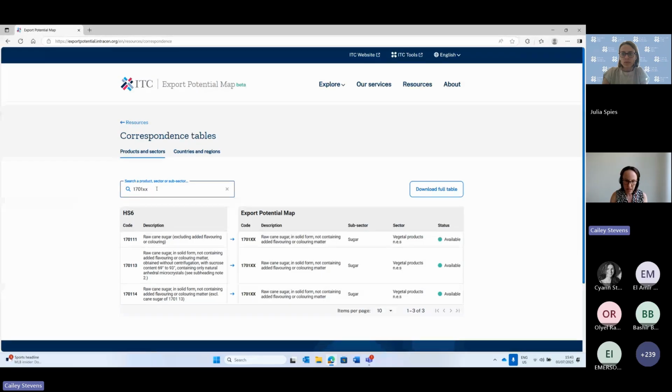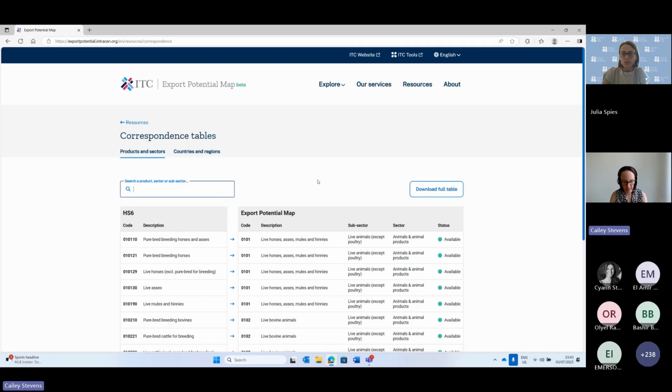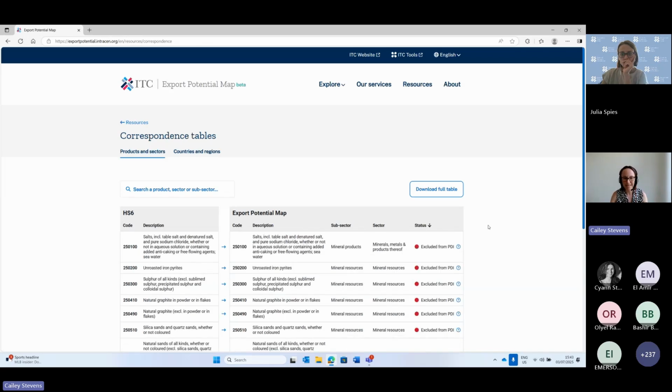I also want to mention that Export Potential Map covers many products, but it does exclude some products, such as oil. Export Potential Map excludes extractive industries, and in the new and improved Export Potential Map, we've indicated which products are excluded and why they've been excluded. Now, this information was available in the previous Export Potential Map, but it wasn't easily accessible and it wasn't included in the correspondence tables. So in the new version, it's going to be in the correspondence tables, and you can see why a product has been excluded.